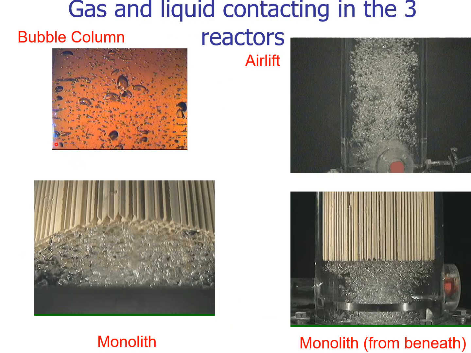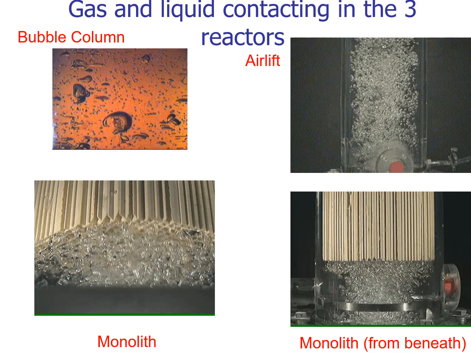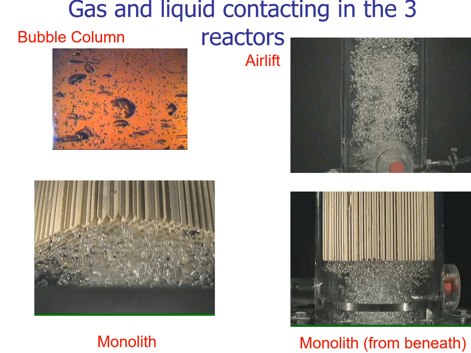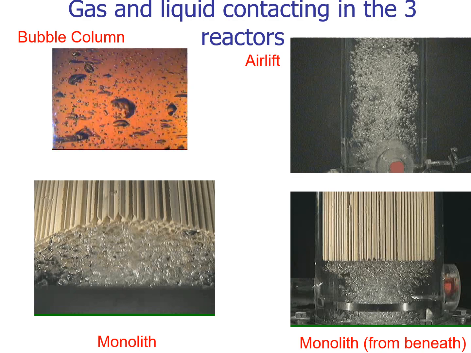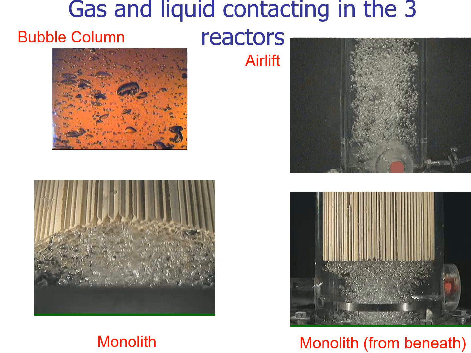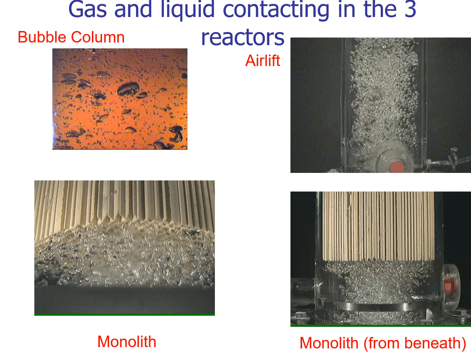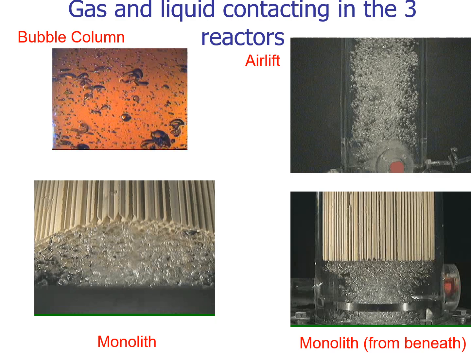Let's have a look at the video recordings of gas and liquid contacting in bubble columns, airlifts, and monoliths. Start with a bubble column. We have the range of bubble sizes, large, small, dispersed in the liquid. There's a high degree of backmixing in the liquid phase. This regime of operation is relevant to the Fischer-Tropsch process for synthesis of hydrocarbons.